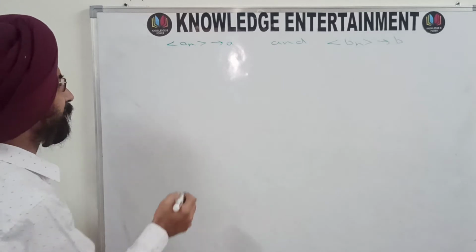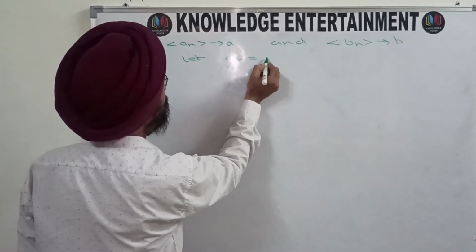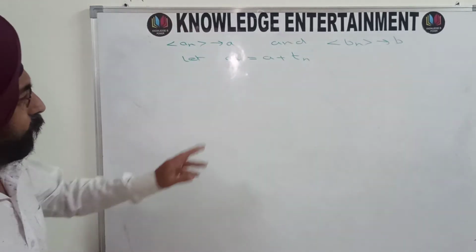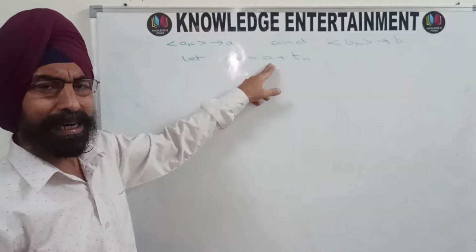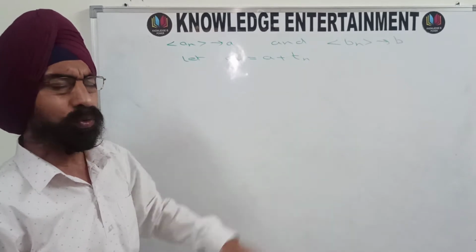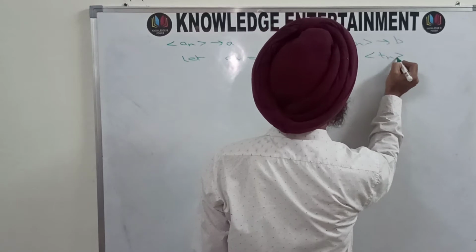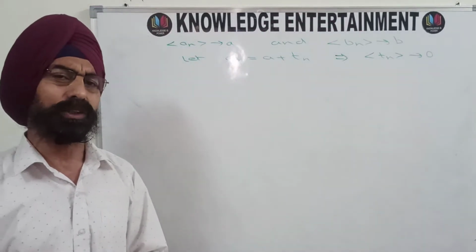Construct a new sequence by letting An be equal to A plus Tn. Now An is equal to A plus Tn and your An converges to A. That clearly means that your sequence Tn converges to 0. So the sequence Tn converges to 0. It is a null sequence, a zero sequence.